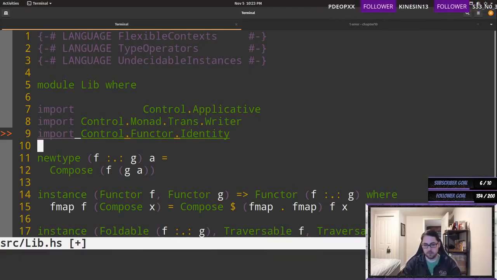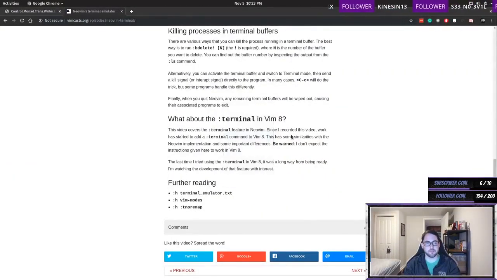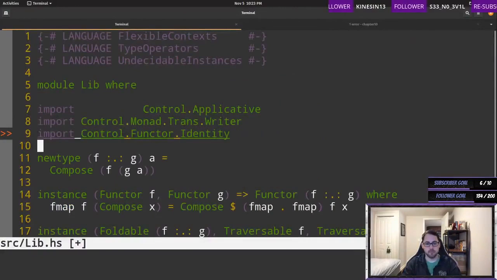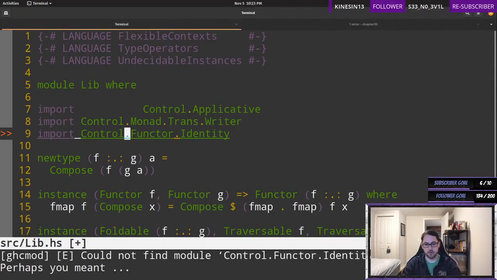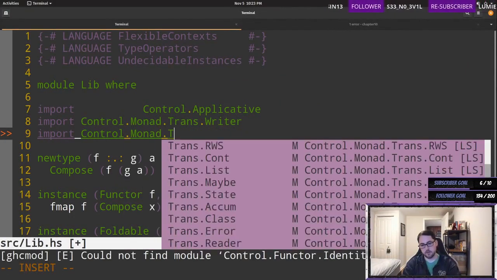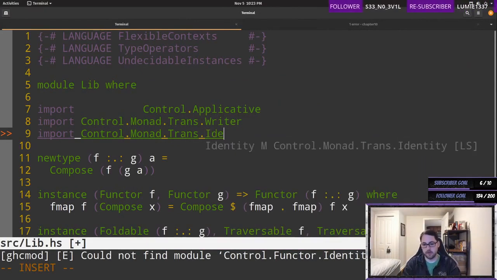I thought it was control functor identity. Maybe it's control monad trans identity.